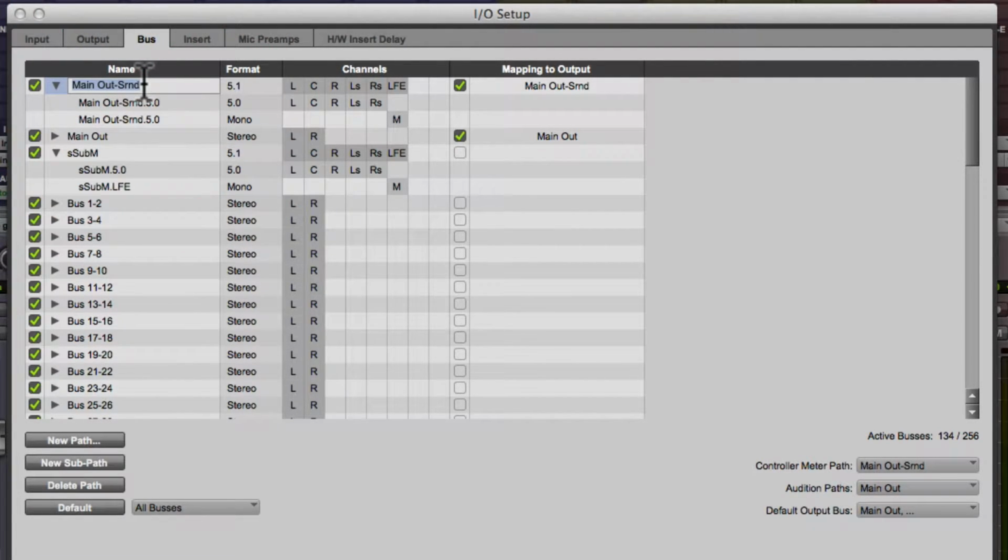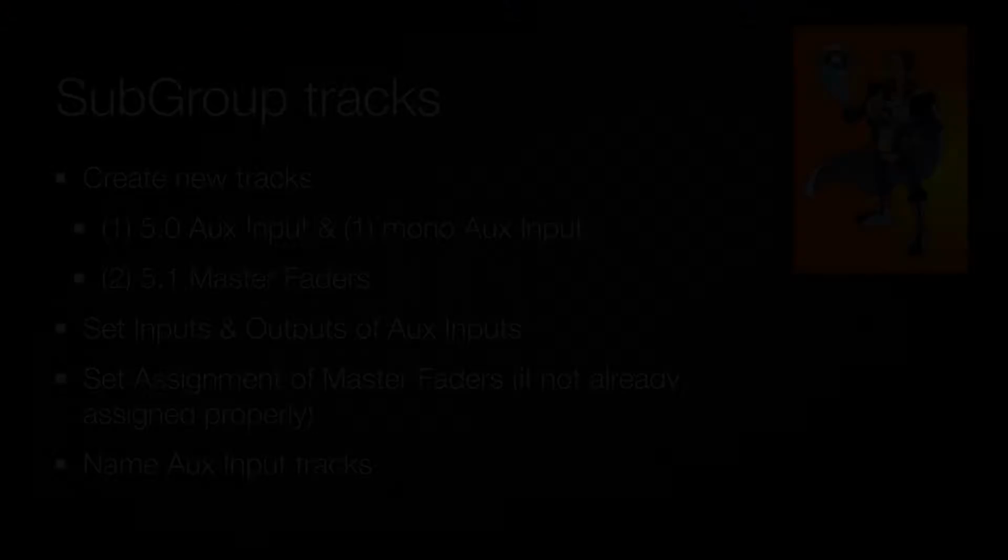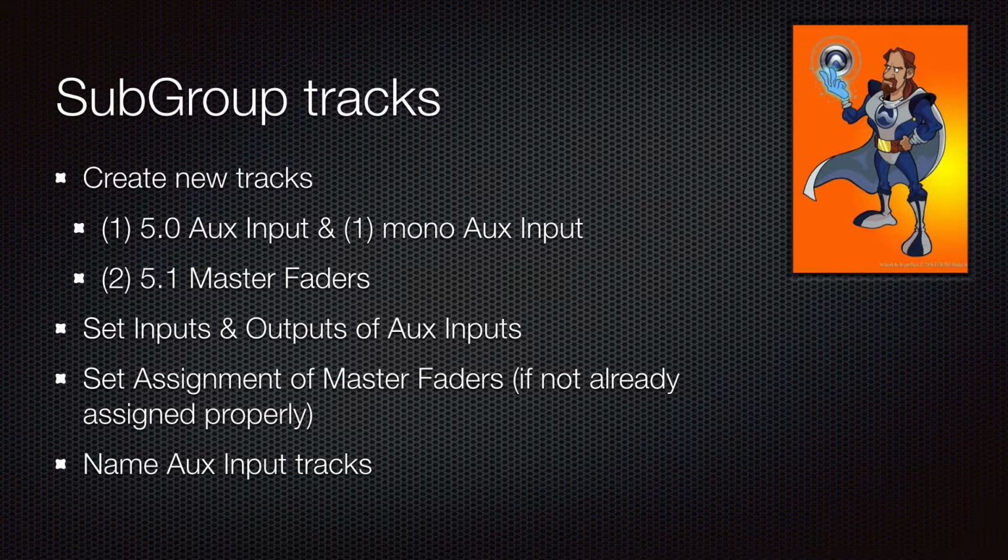Now if I double click on the main out surround path, it will rename those subpaths properly. Now that we have the I/O set up, we can set up the architecture inside Pro Tools to subgroup our session. So here's what we're going to create. So let's get to it.